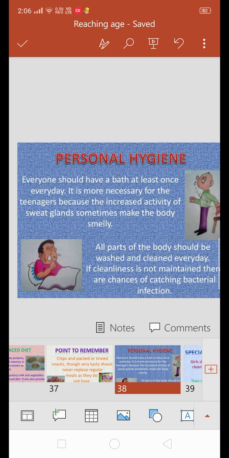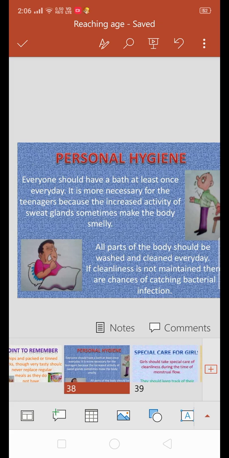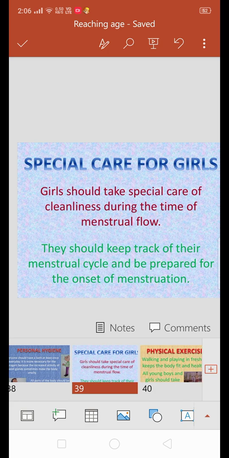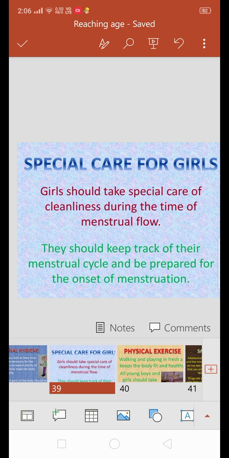Along with health, the other need is personal hygiene. Everyone should take a bath at least once a day. It is more necessary for teenagers because the increased activity of the sweat glands makes the body smelly. So all parts of the body should be washed and cleaned every day. If cleanliness is not maintained, there is a chance of bacterial infection. And girls should take special care of cleanliness during the time of menstrual flow. They should also prepare for their cycle and for the onset of menstruation.